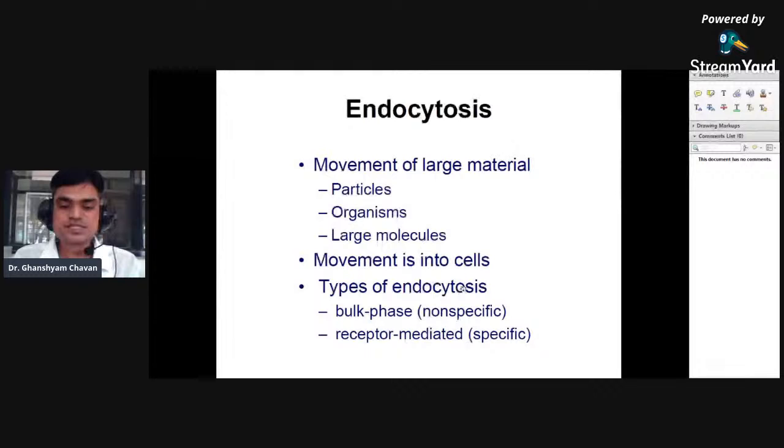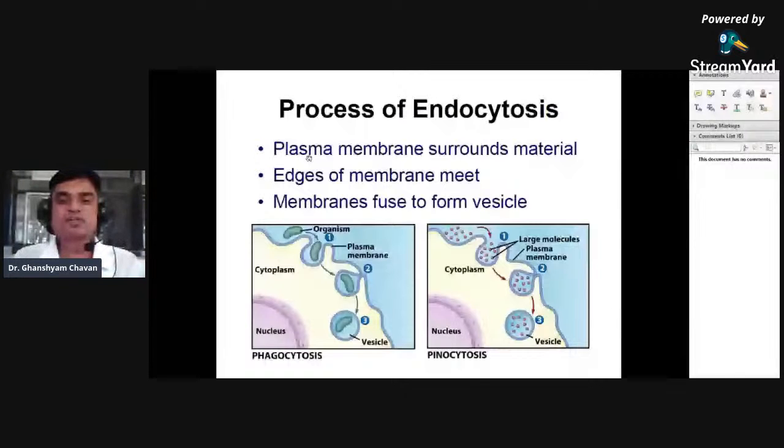Now here is the process of endocytosis. When the plasma membrane surrounds materials and the edges of the membrane meet, the membrane fuses to form vesicles. So here two types of endocytosis will occur. In that, first is phagocytosis.